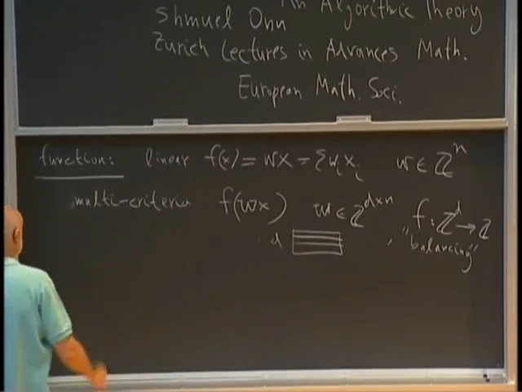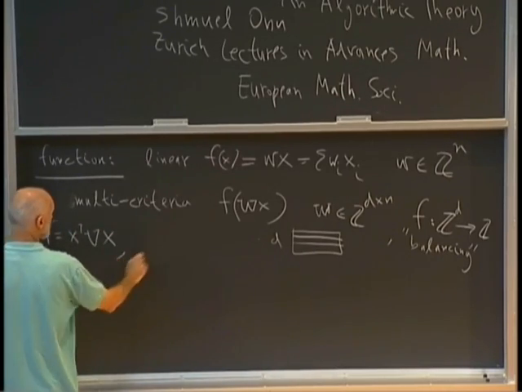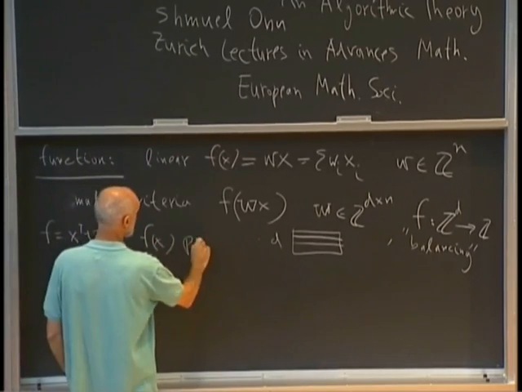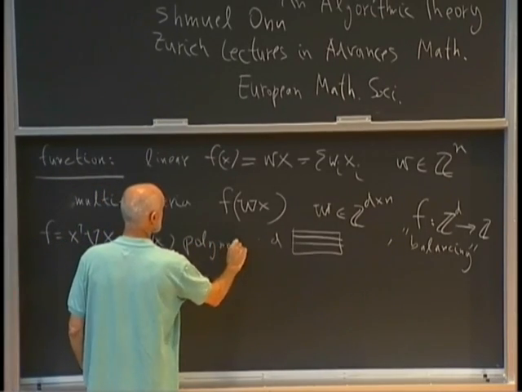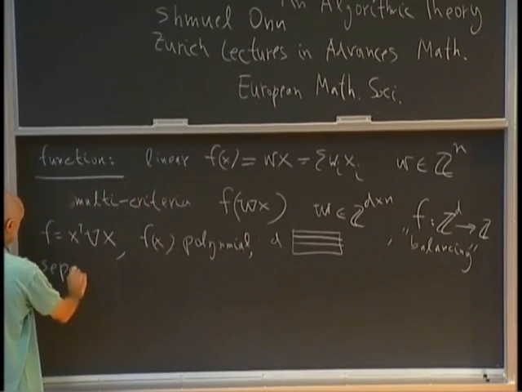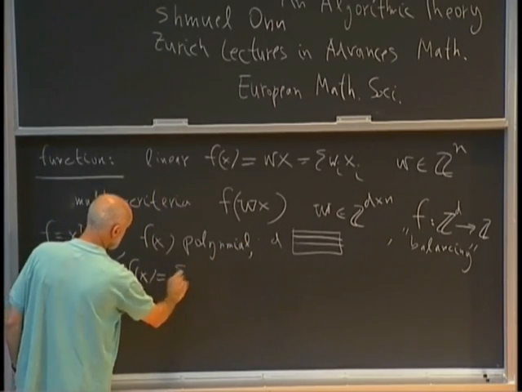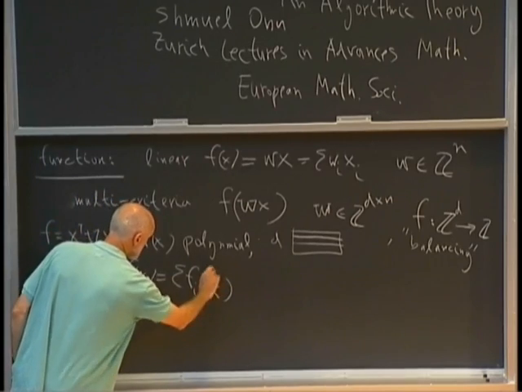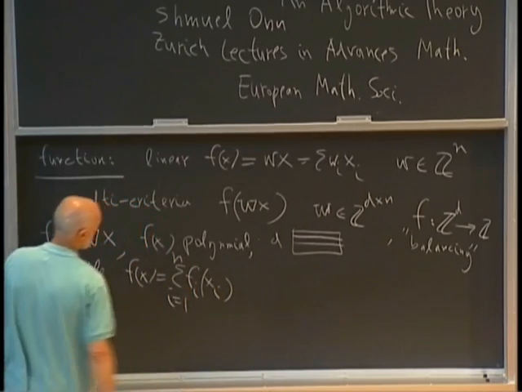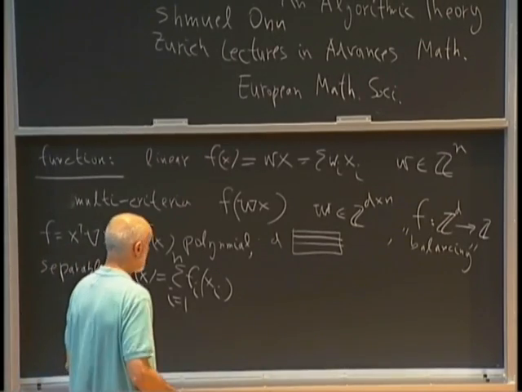Another type of function, we may look on some quadratics. I'm not going to discuss this much. Quadratics, polynomials, like you saw last week, polynomial functions. We're going to talk about separable functions, which means that the function is a sum of univariate functions. Again, this is more general than linear. Linear functions are separable. So there are also lots of functions.